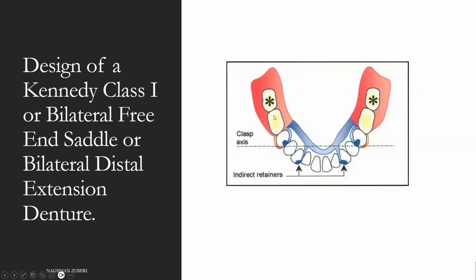So over here, we can see the design of the Kennedy class 1 bilateral in the mandibular arch. This is the distal extension. Then we have the direct retainer with the mesial rest on it, and then the indirect retainers. These are the direct retainers, and these are the indirect retainers.